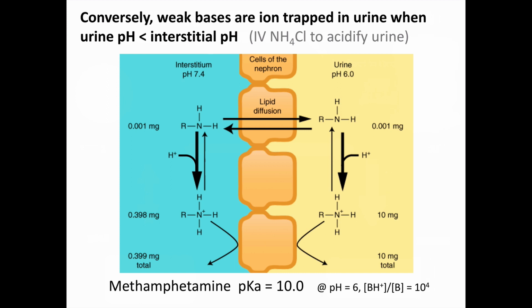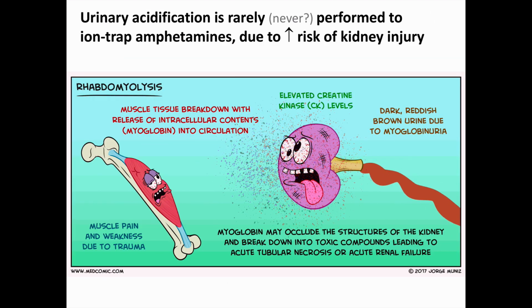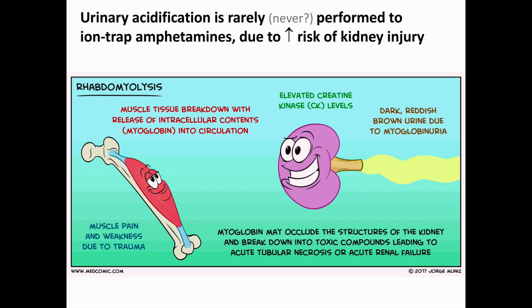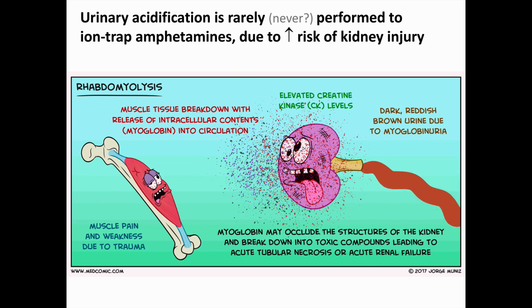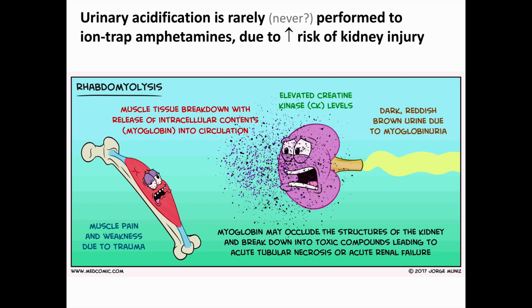This tendency for meth to be ion trapped in the urine can be increased by acidifying the urine, which can be aided by giving intravenous ammonium chloride. However, urinary acidification is rarely, perhaps never performed anymore to ion trap amphetamines. First off, renal clearance of amphetamines is not a major route of elimination, so even if we increase the renal clearance, the total clearance will not be increased very much.